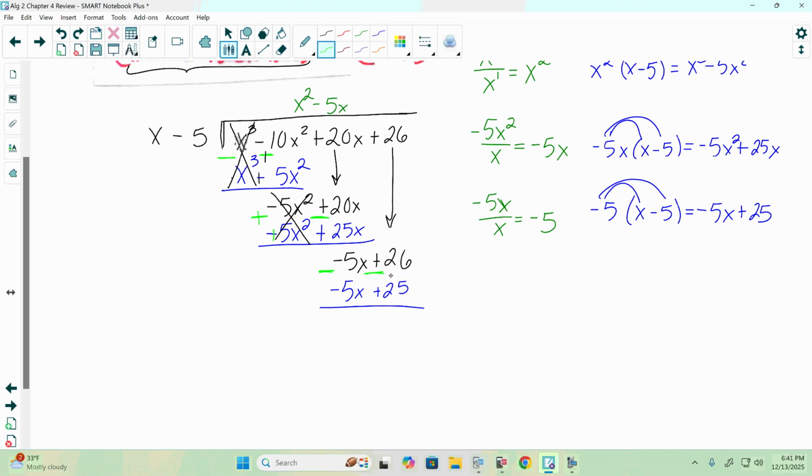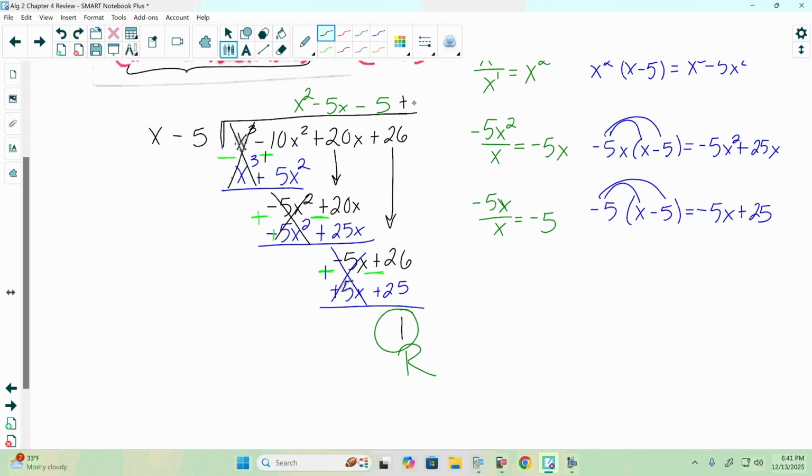Negative 5x minus negative 5x. The negative and negative make a plus. Telling me I'm negative 5x plus 5x, which is indeed 0. 26 minus 25 is 1. I did forget to put the negative 5 up here. But that brings us to the end, and our 1 is our remainder.